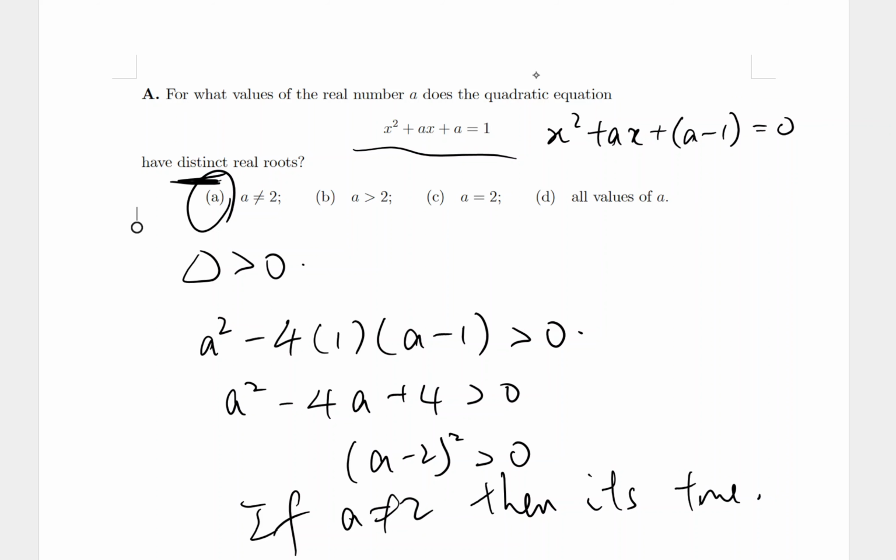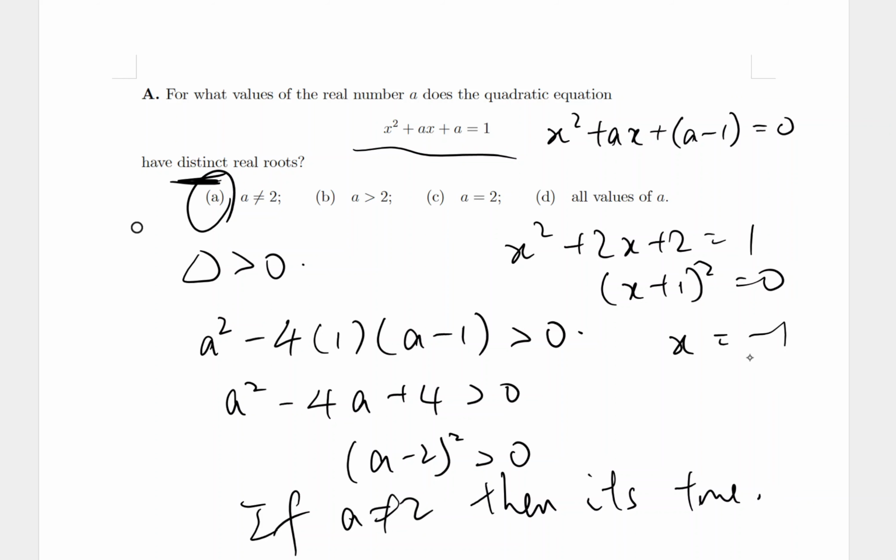And let's prove that. So, what happens when a is 2? Well, then x squared plus 2x plus 2 equals 1, right? So it becomes x plus 1 all squared equals 0. So it becomes a repeated root, right? So minus 1 is the repeated root here. Okay, so that's correct. So a is not 2. Cool. All right, next question.